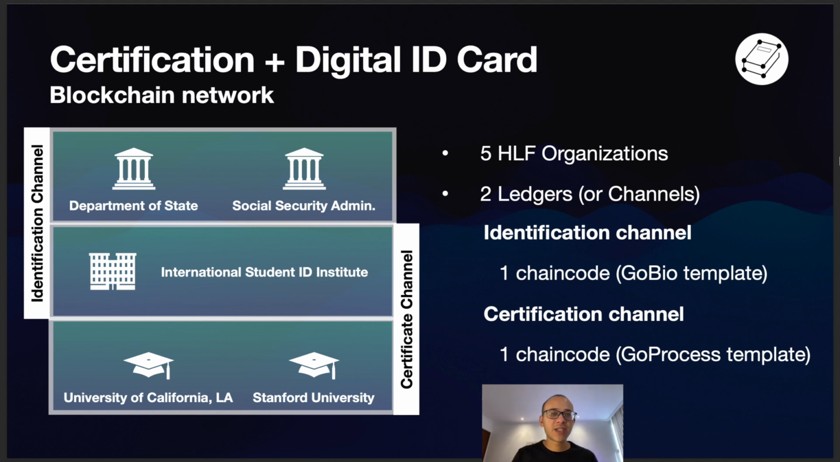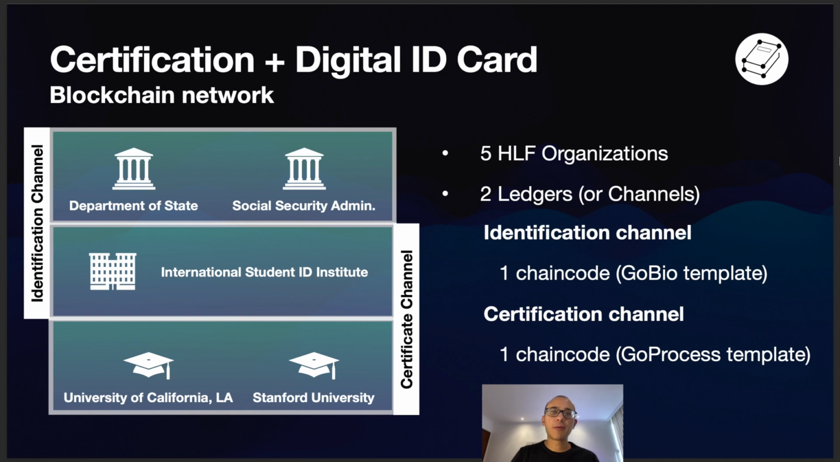So we can set up this arrangement with two channels, one for the university certificates and the other one for identification. For that, we will be using two GoLedger solutions. One is GoBio and the other one is GoProcess. I'll talk a little bit about them afterwards.